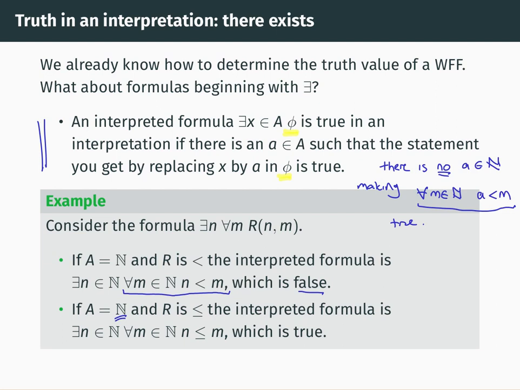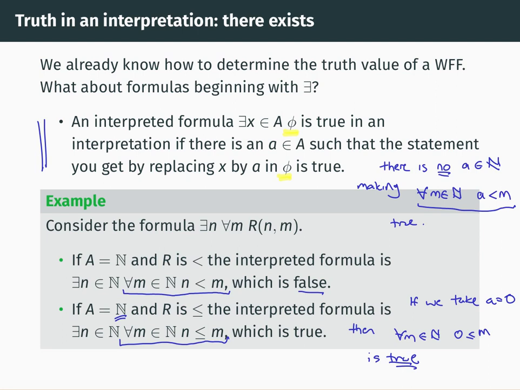And the reason it's true is because there is a natural number a which you can substitute for n in the remains of the formula and make it into a true statement. So if we take a equals 0, then for all m in N, 0 is less than or equal to m is true. So there was an element of our set A such that when you substituted that element for the n in the remains of the statement, you got something which was true, which means that the interpretive formula is true in this interpretation.